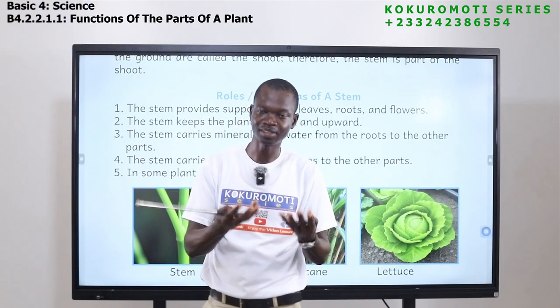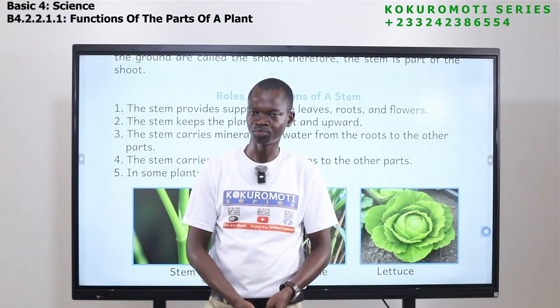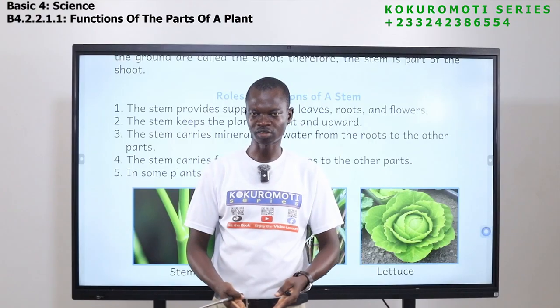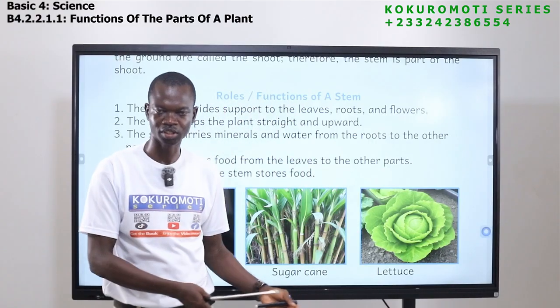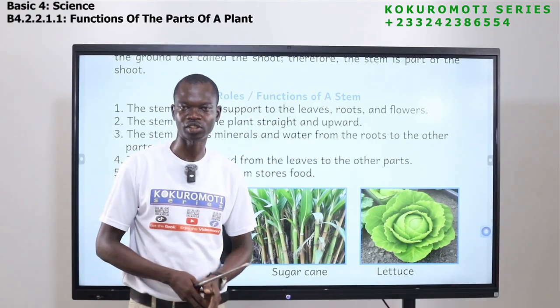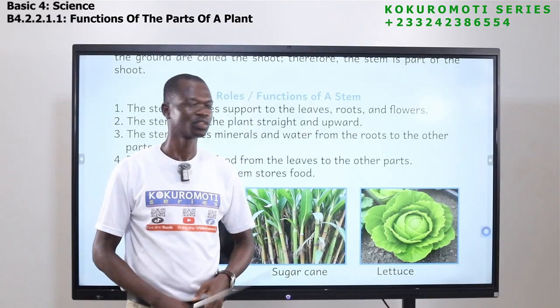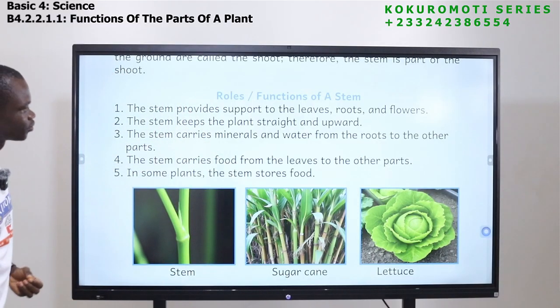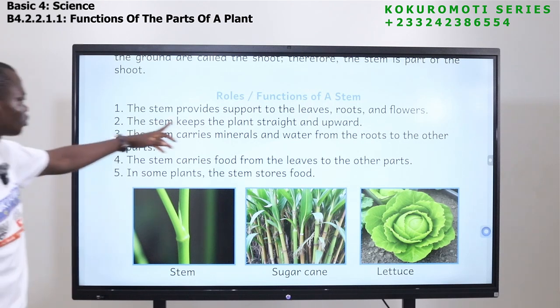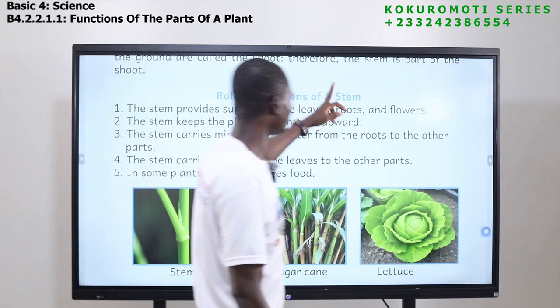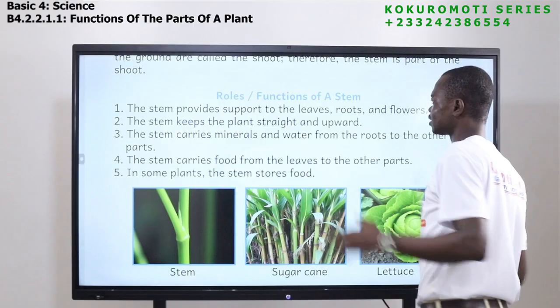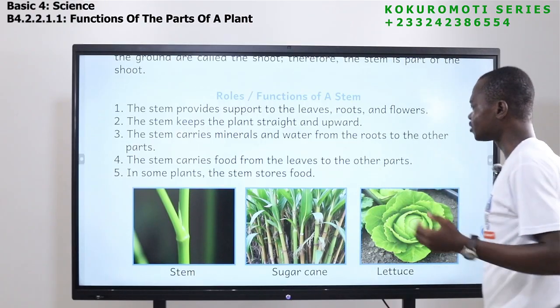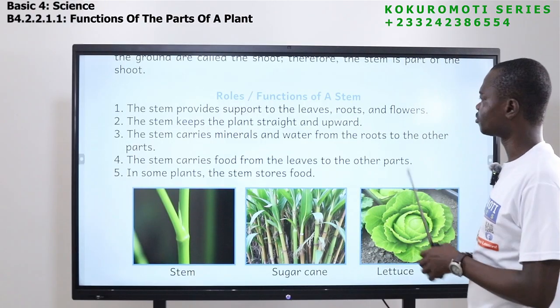Those ones we can see because they are not in the soil. The parts that are not in the soil are the shoots. The parts found in the soil are the roots. Okay, so here, what are the functions of the stem? The stem provides support to the leaves, roots, and flowers.